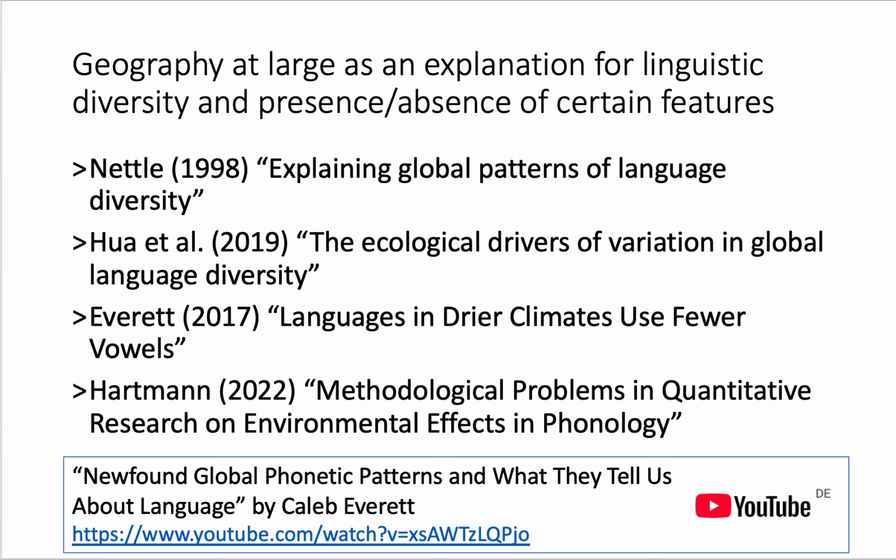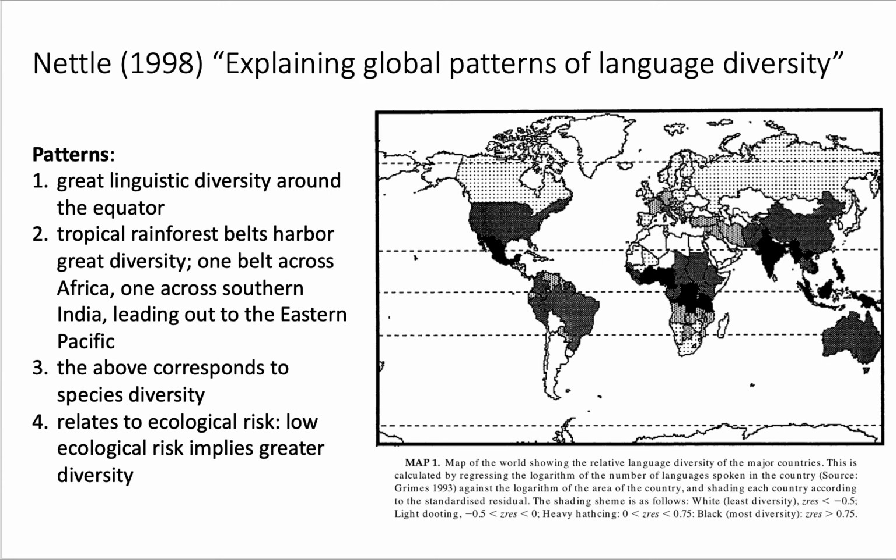So first up, we have Nettle, who has, in a way, started this whole trend, I would say, because we have lots of work on this now, on explaining where language diversity is. So in which places of the world do we find lots of languages, and where do we find few languages? And he looked at that from a country-based perspective. That's why on the map you see different countries, and the darker they are, the more linguistic diversity is attested in those countries.